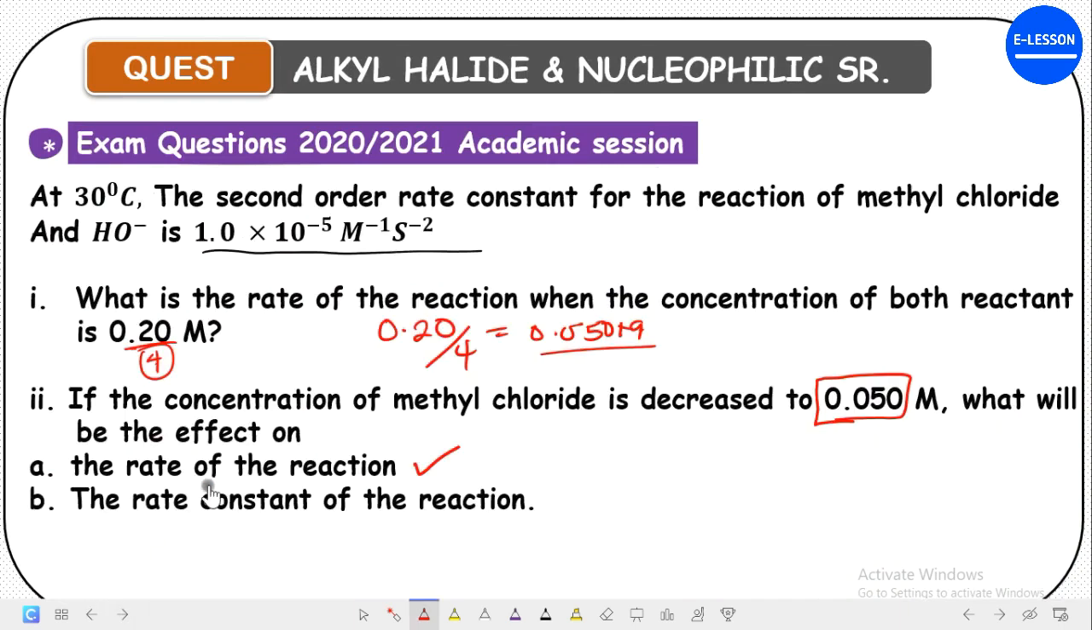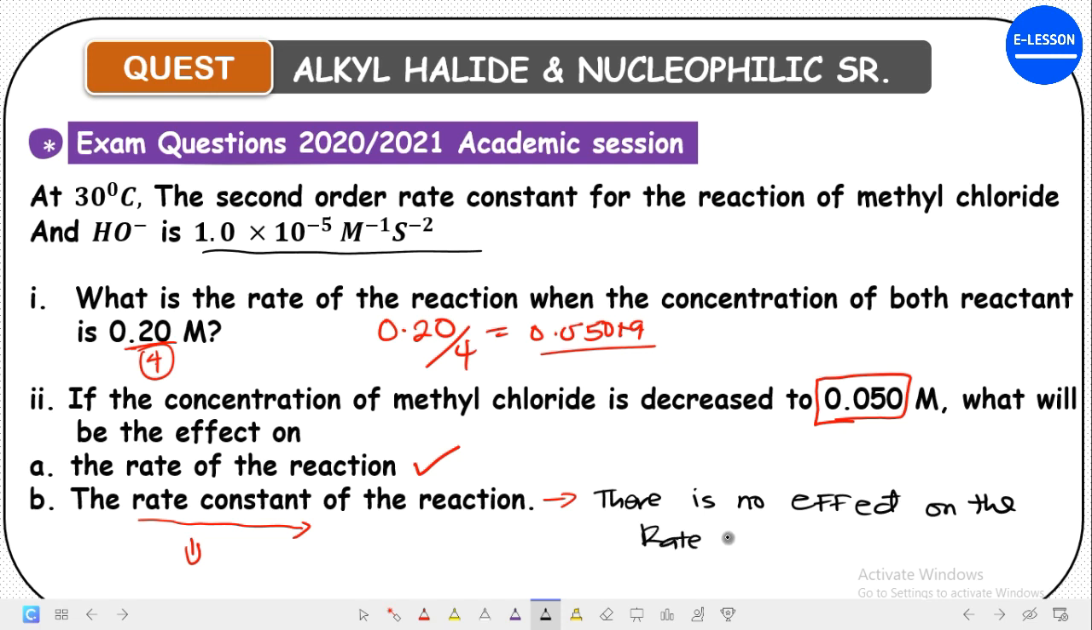The next one is, what will be the effect on the rate constant of the reaction? Now, I told you that the rate constant is not affected by decreasing the concentration of any of the reactants because it is a constant. It does not change. A constant does not change. So, there is no effect on the rate constant. There is no effect whatsoever on the rate constant.